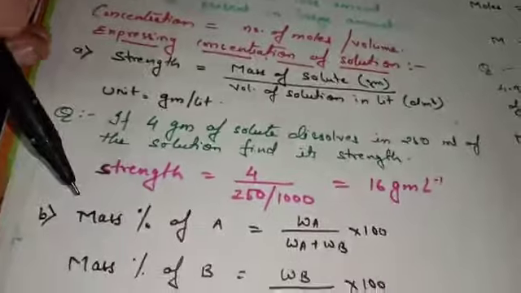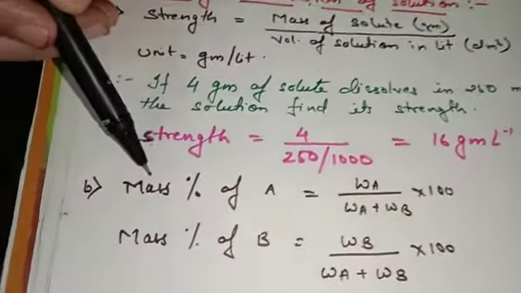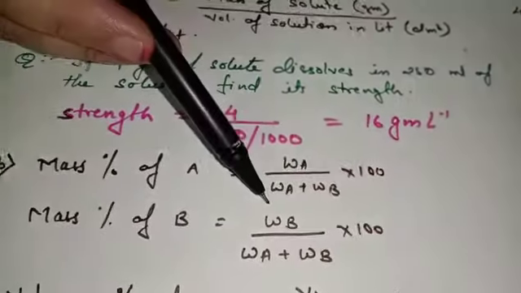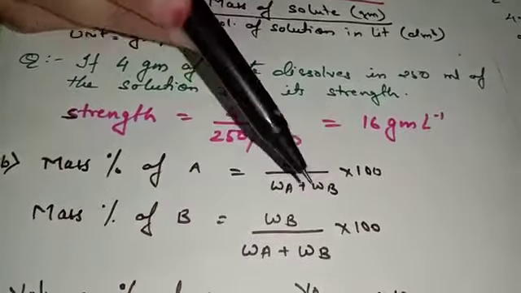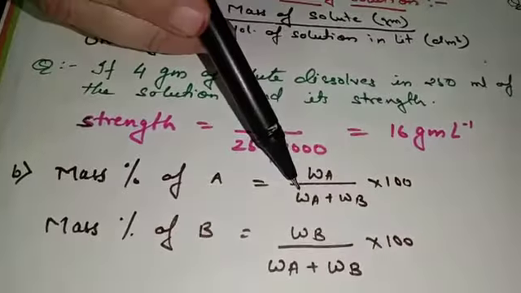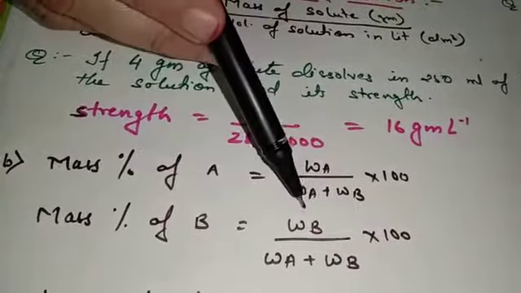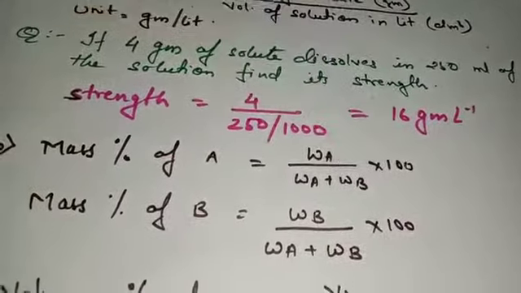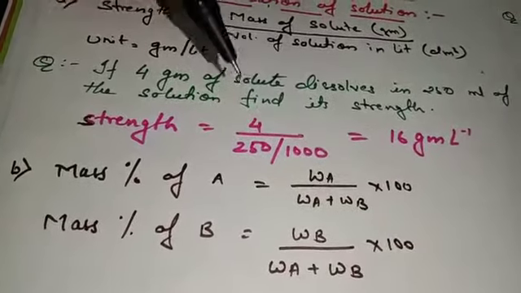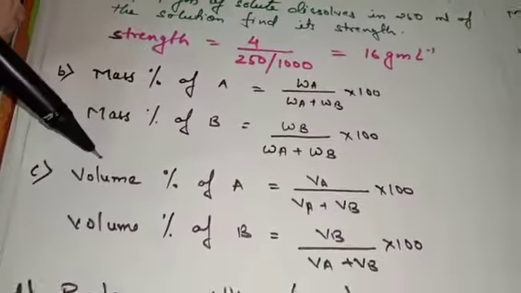Similarly, the next method to calculate the concentration is mass percentage. Mass percentage means mass of component A upon total mass into 100, or mass of component B upon total mass into 100. If I have to calculate the mass percentage of A, it will be WA upon WA plus WB into 100, and if I have to calculate mass percentage of B, it will be WB upon WA plus WB into 100. So in mass percentage, we are going to calculate the mass percentage of solute with respect to the mass of the solution.